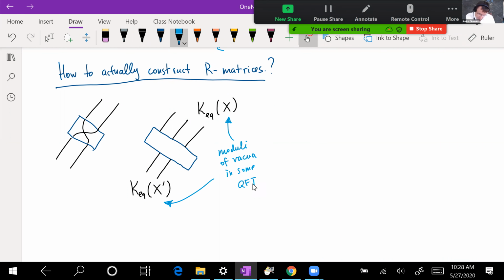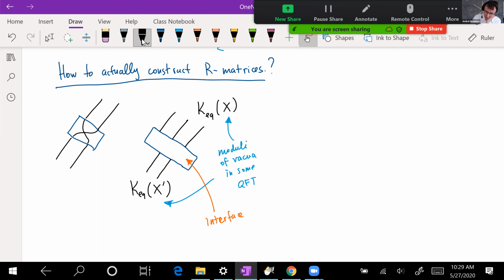And so the way to really think about this object is that this is really what brings them together. That is really some interface between these two.